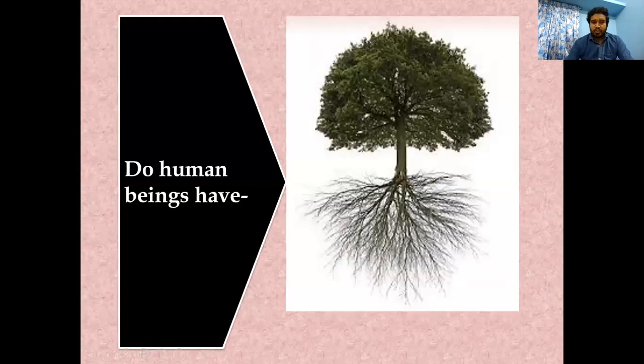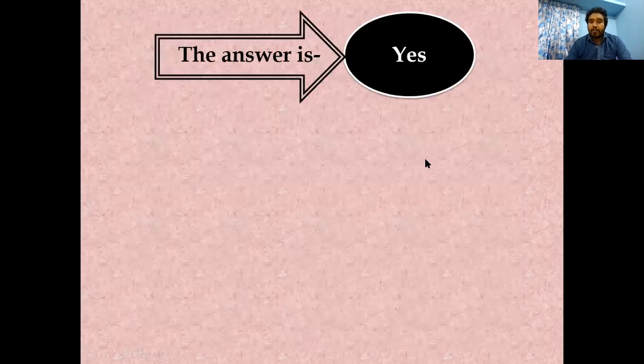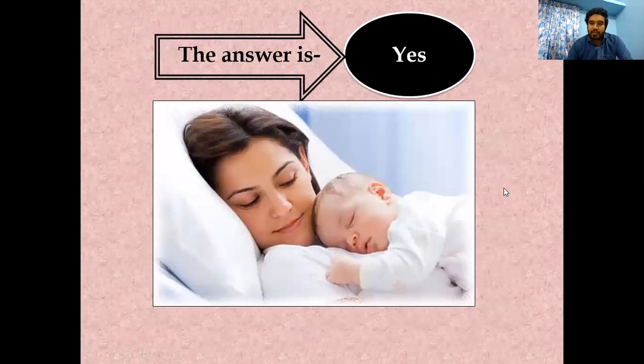Actually, the question is, do human beings have roots like trees? What do you think? The answer is yes. We also have roots like trees, and our root is our family. You can see a really emotional picture, a bondage between a mother and a child, and this is our root. This is the thing which pulls us or compels us to take any kind of risk.